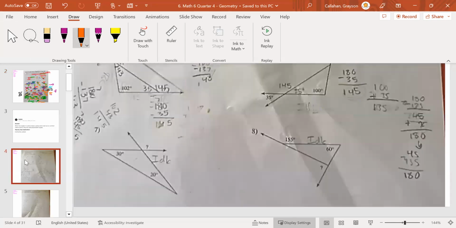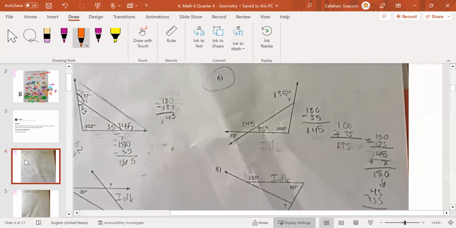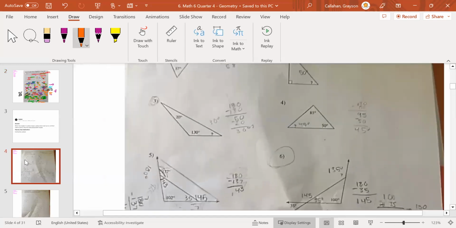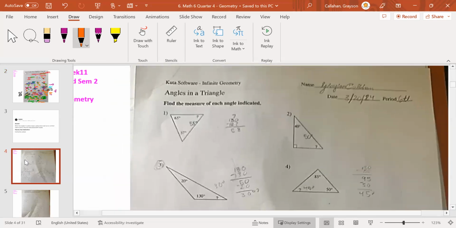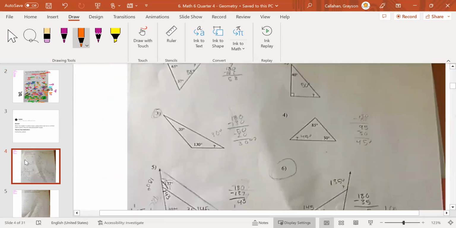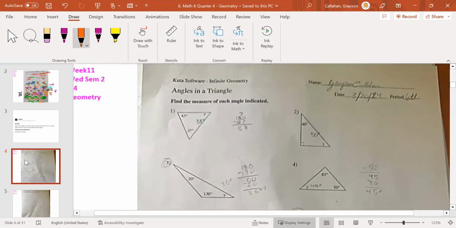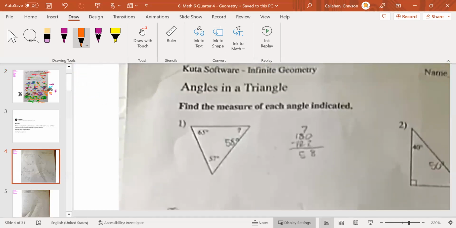All right, I want to go over this one, and I just want to be done with it. It looks like you finished some of them. So let's start off with number 1.